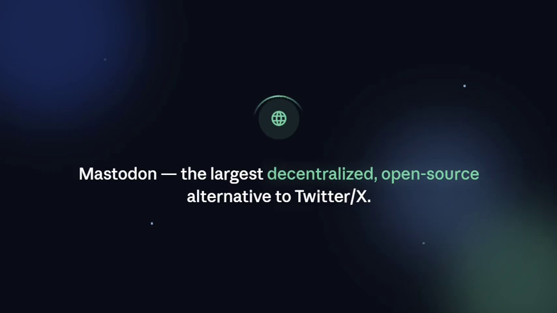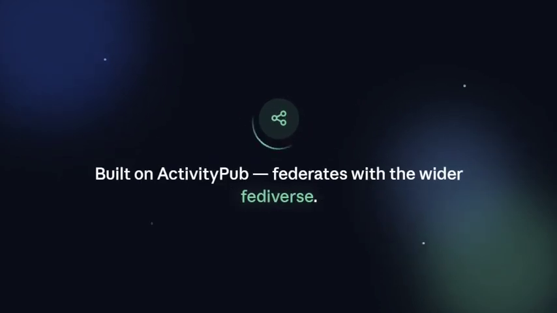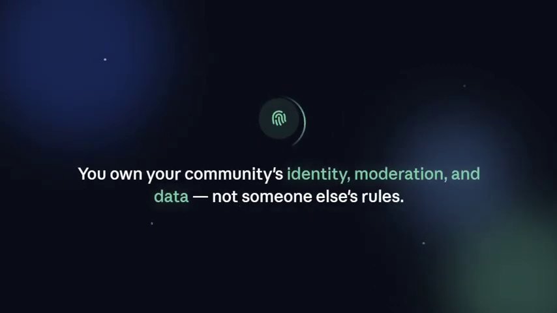Mastodon is the largest of the decentralized open source alternatives to X. Same core experience, but built on ActivityPub, so your server federates with the wider fediverse instead of being locked into one company's platform. Running your own instance means you own your community's identity, moderation policy, and data instead of renting space on someone else's servers with someone else's rules.